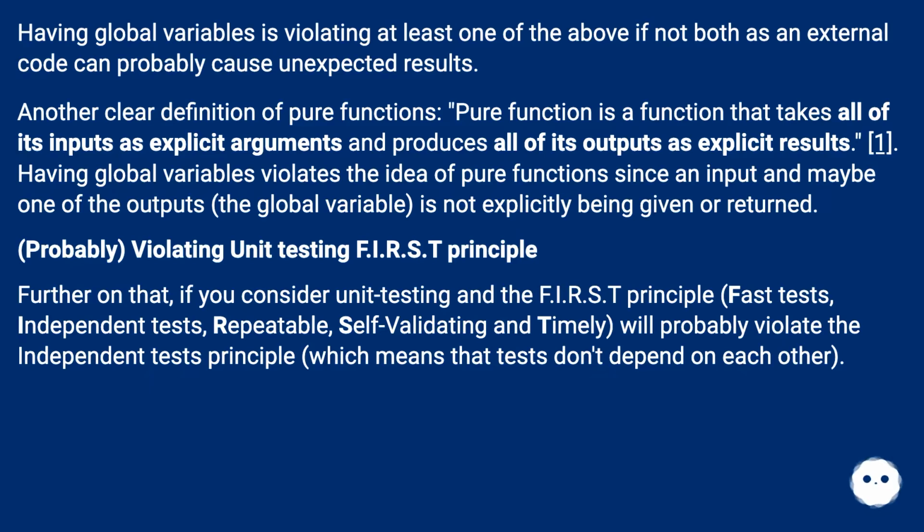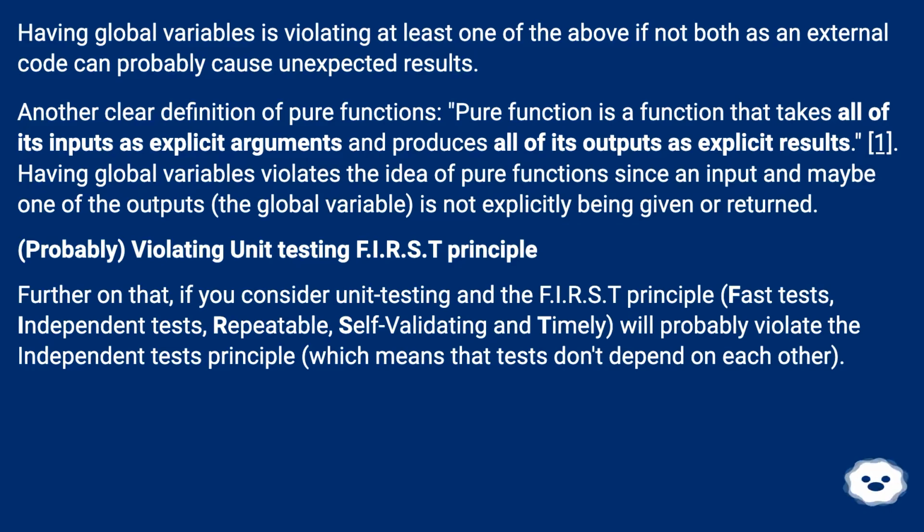Having global variables is violating at least one of the above, if not both, as external code can probably cause unexpected results. Another clear definition of pure functions: a pure function is a function that takes all of its inputs as explicit arguments and produces all of its outputs as explicit results. Having global variables violates the idea of pure functions, since an input and maybe one of the outputs, the global variable, is not explicitly being given or returned, probably violating unit testing principles.